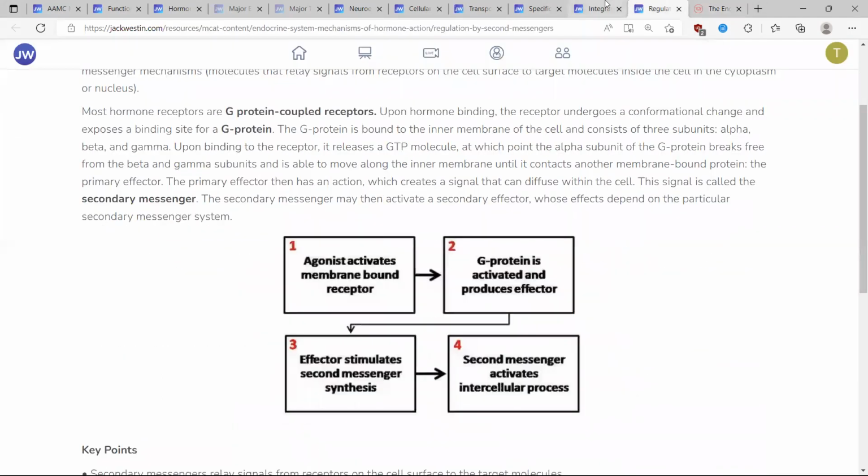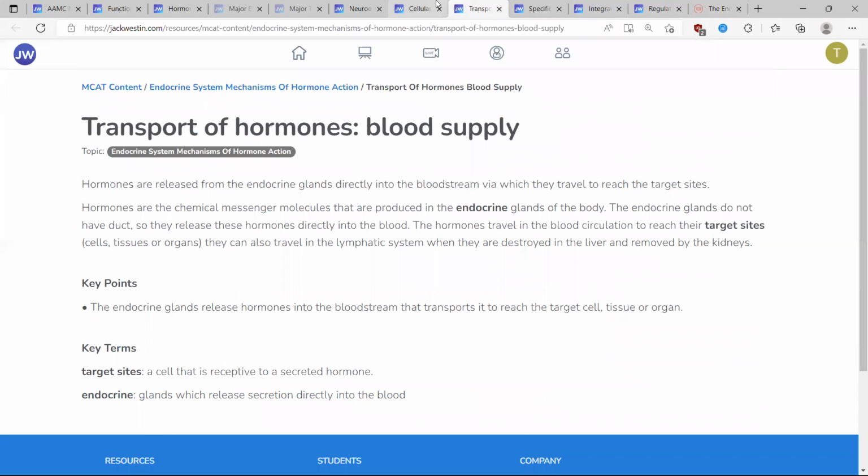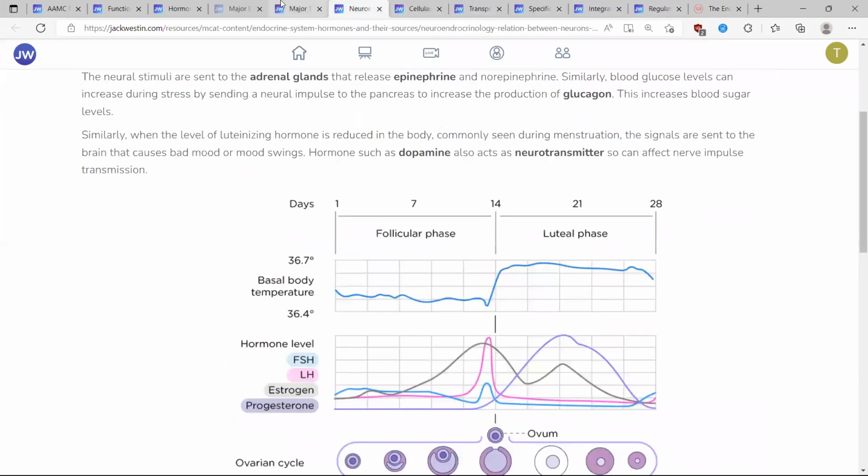I want to actually explain the anatomy first. I think that's more interesting.